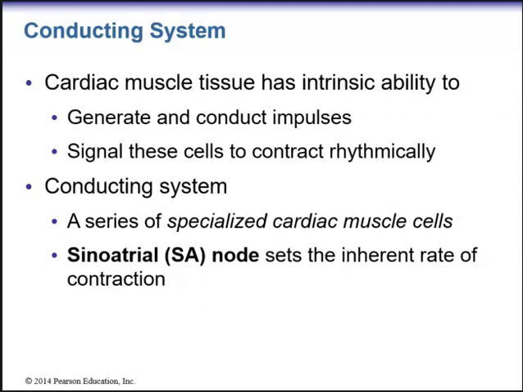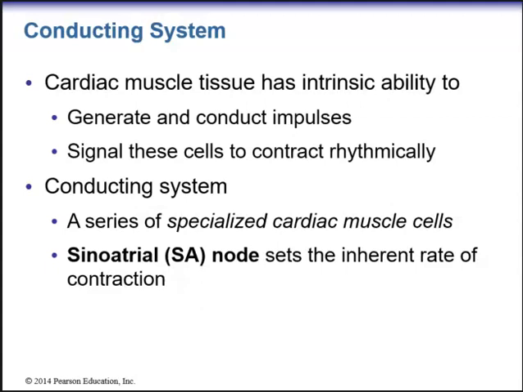So cardiac muscle tissue has an intrinsic ability to generate and conduct electrical impulses that stimulate these same cells within that tissue to contract rhythmically. Now, what intrinsic means is that it is done within its own tissue. It does it on its own. So cardiac muscle cells will generate and conduct impulses, and then they will signal cells to contract rhythmically within the heart tissue. So intrinsic to the heart muscle itself does not depend on extrinsic or outside nerve impulses.